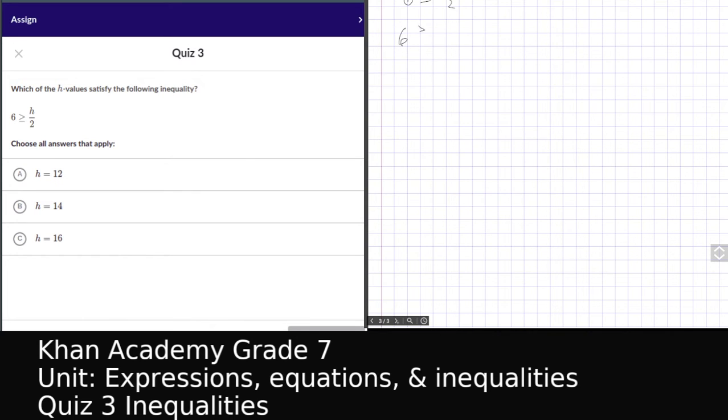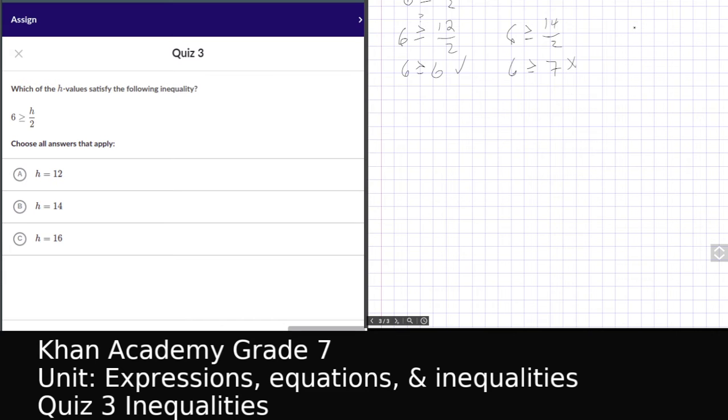So what I want to know is, if h is 12, is that true? So is 6 greater than or equal to 6? Yes, it is. And this over here says choose all answers that apply. So I'm going to try another one. 6 is greater than or equal to 14 over 2. Is 6 greater than or equal to 7? No, it's not.